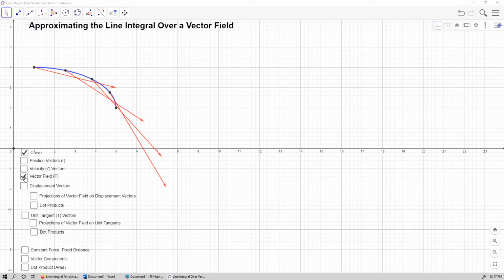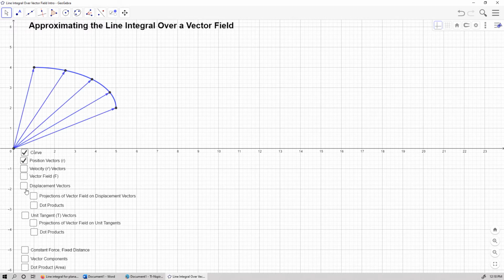picture here. So let's start with just the curve. We're going to divide it up into equal pieces. So I have 5 points here. That's actually 4 pieces. Now remember, your position vectors are here, and so your displacement vectors are the differences. So this is R1, this is R2. R2 minus R1 is delta R1.